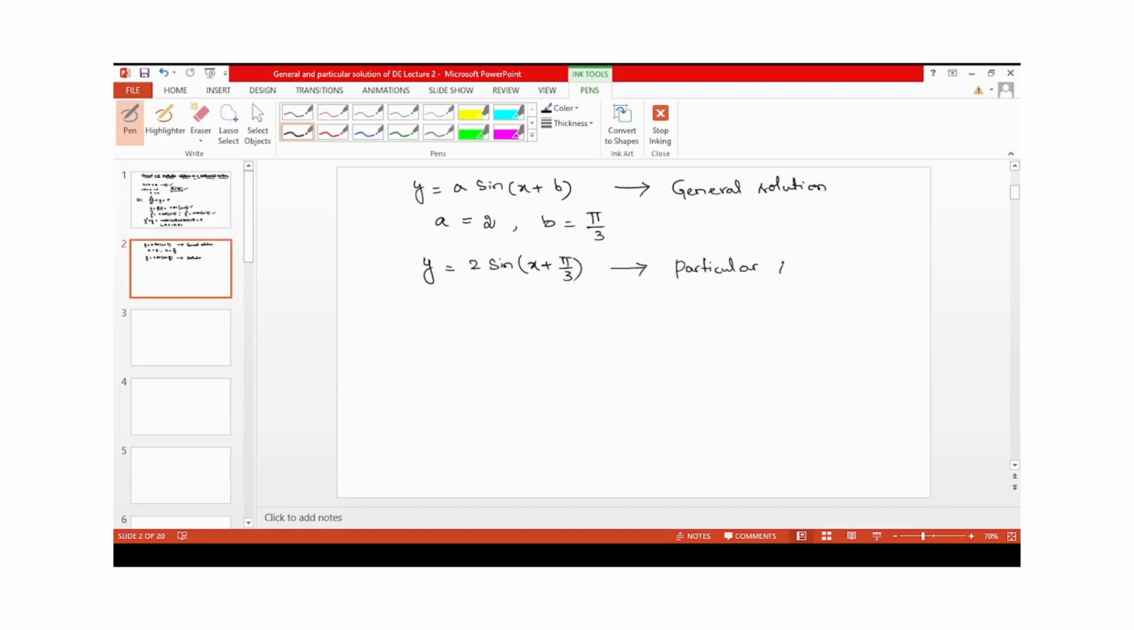Okay, so it is clearly observed that in a general solution you will have arbitrary constants, whereas in a particular solution fixed constants will be there. That is the main difference between them. Based on this, exercise 9.2 will be there. So let me go with exercise 9.2.